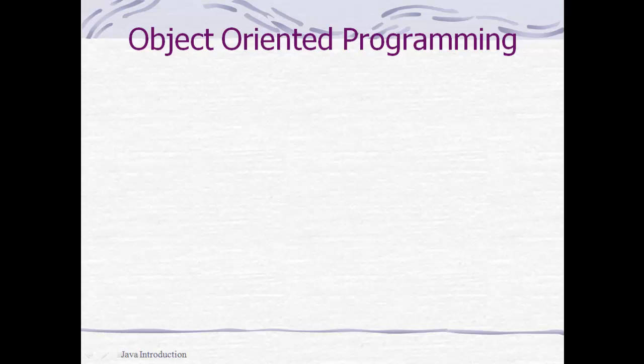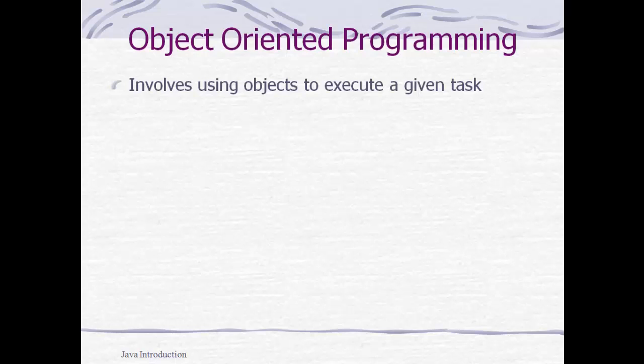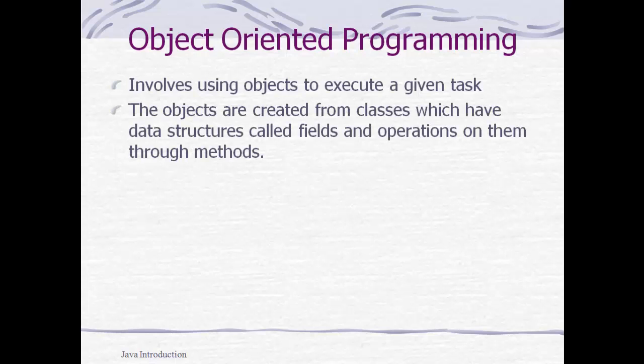Now coming to object-oriented programming. It involves using objects to execute a given task, as you said, Sarthak. We don't do anything directly. We don't write the code like you write in C language. It's all pre-written code. It's already packed into entities called classes in Java, and we make objects out of those classes and use those objects to do our job. Objects are created from classes which have data structures called fields and operations on them through methods.